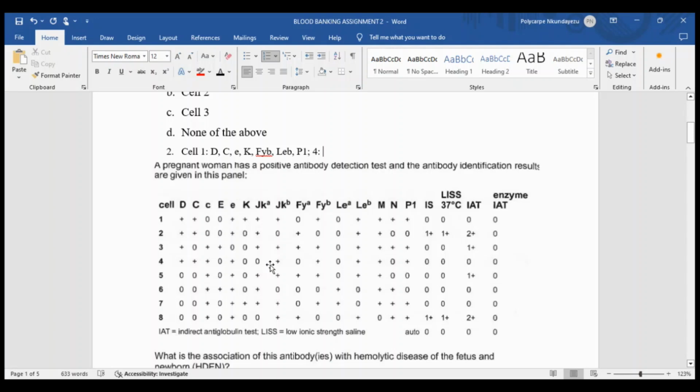All of them are not here, and we are on JKB. JKB, can it be excluded? Okay, JKB to be excluded here. JKB. Okay. Fy b, can it be? So Fy b has been excluded already. Yeah, okay.